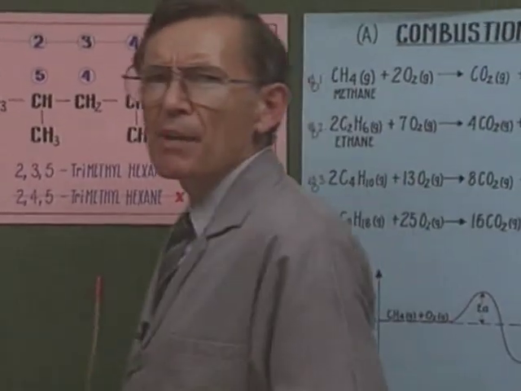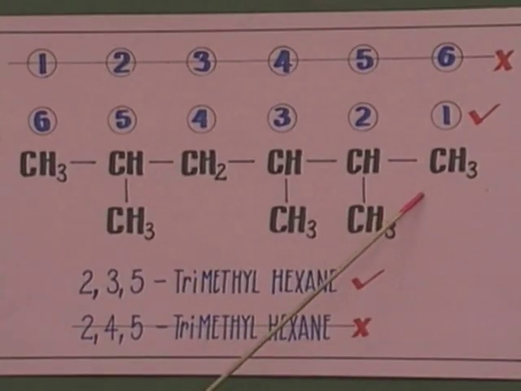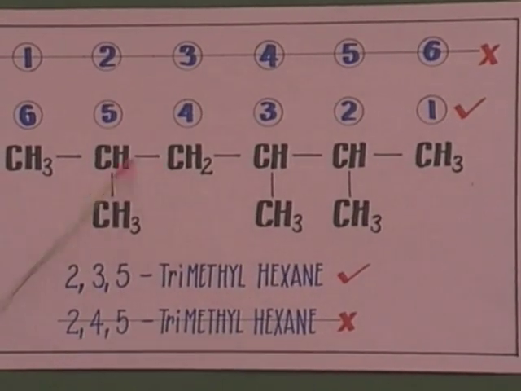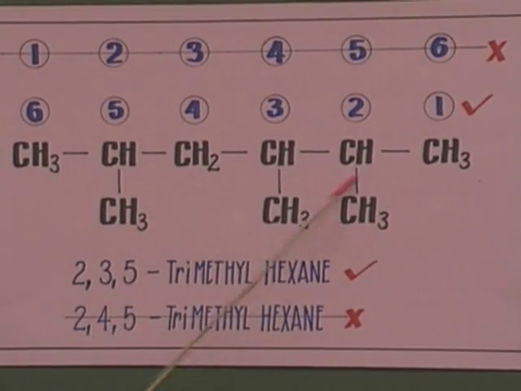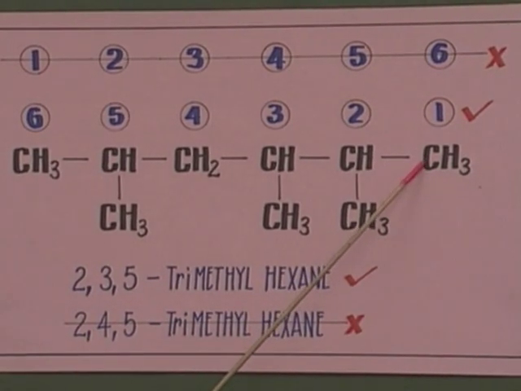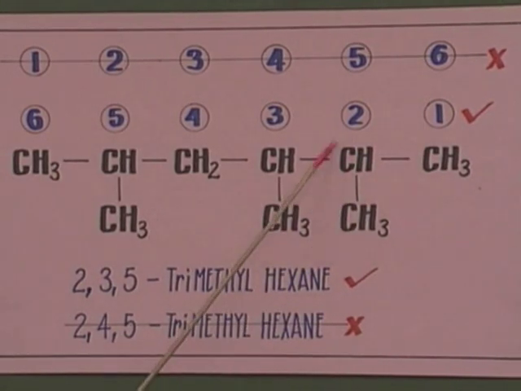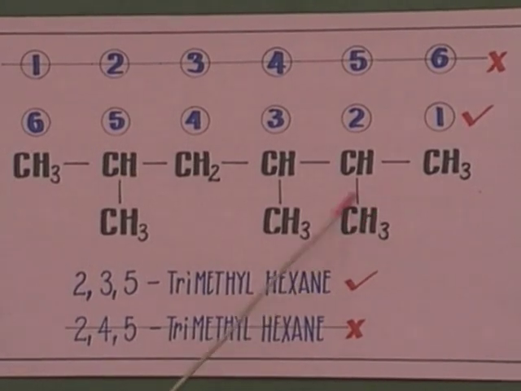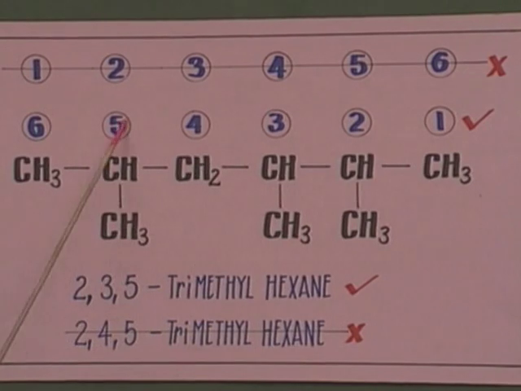Let us see how we can name a more complex alkane like this. Now, the first step is to identify the longest carbon chain. In this case, we have 1, 2, 3, 4, 5, 6 carbon atoms, so this is a substituted hexane. We start numbering our carbon atoms in this longest chain, starting from the carbon closest to the substituents. So this is carbon 1, 2, 3, 4, 5, and 6. And we substituted methyl groups on carbon atoms 2, 3, and 5.